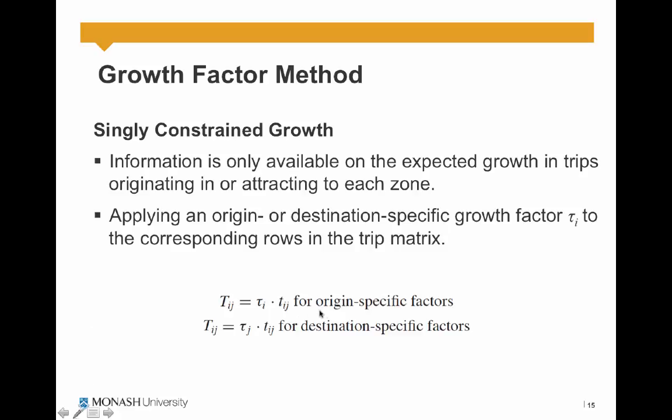So for an origin-based singly constrained method, we apply a growth factor tau I by each cell in the OD matrix to get the number of trips in future. For a destination-specific singly constrained growth factor method, we multiply the destination-specific growth factor by the Tij, which is the number of trips in the current year, to get the number of trips in the future year.